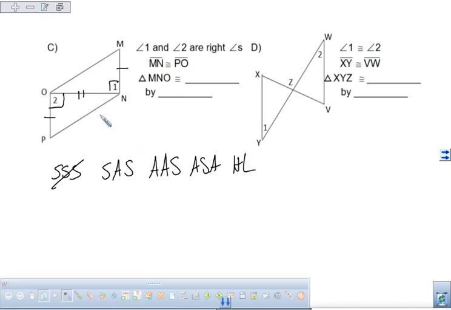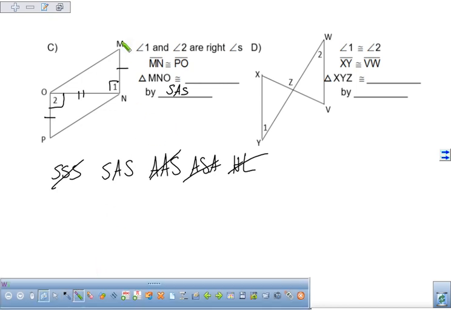We know we only have one angle, so we know we don't have angle, angle, side, or angle, side, angle. We do have a right angle, but we don't have the side across from the right angle, so we don't have HL. What we do have is side, angle, side, and triangle MNO is congruent to triangle PON.